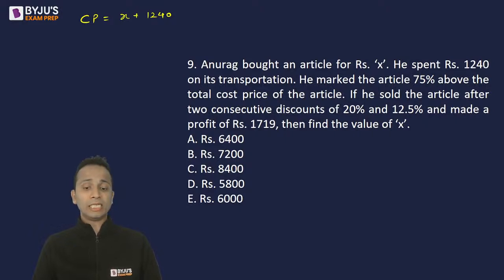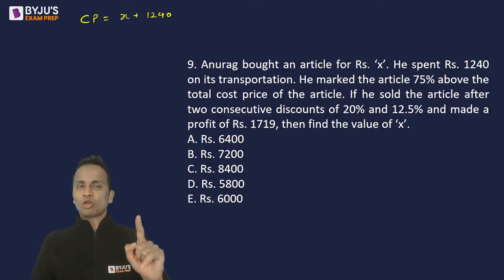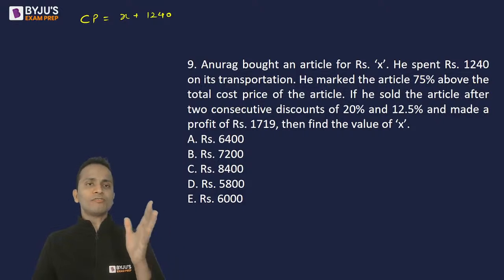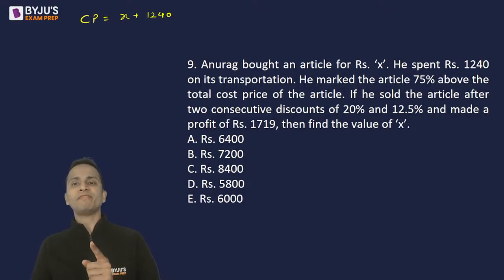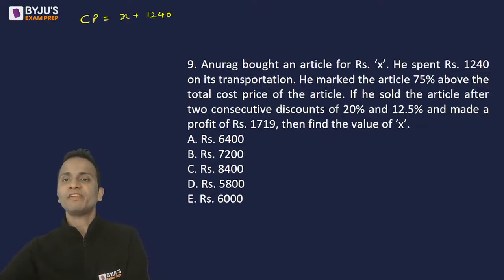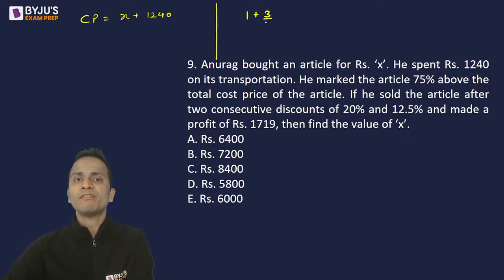Okay. Now in this question, you must make proper use of percentage equivalents of fractions. The cost price is a total of x plus 1240. The mark price is 75% above the cost price. 75% is 3 by 4. So the mark price will be 1 plus 3 by 4 of the cost price, which is 7 by 4.